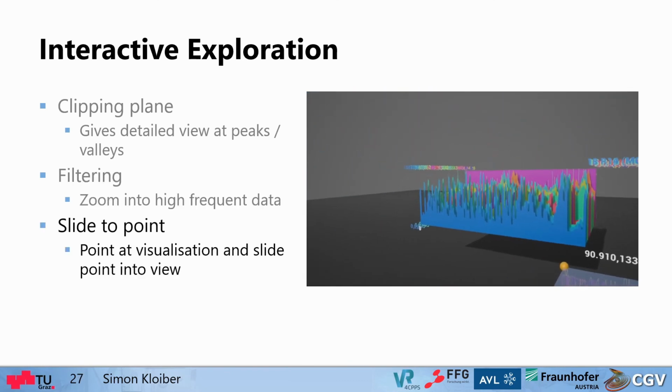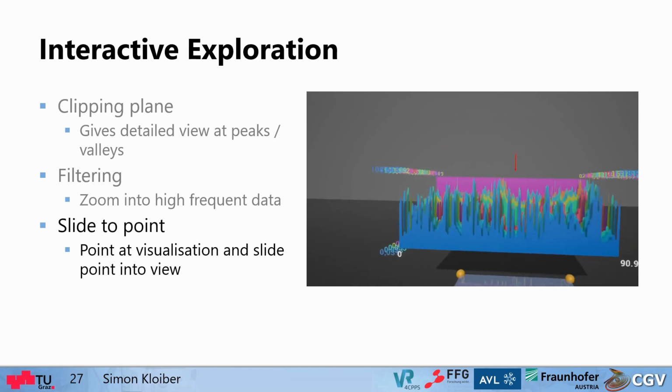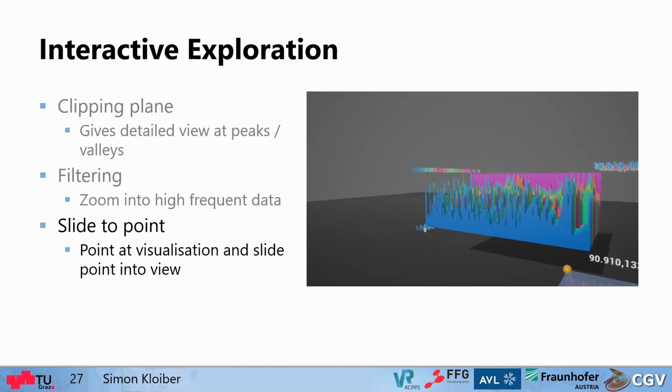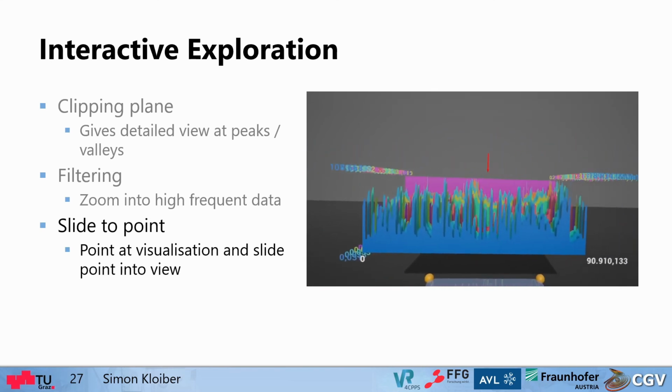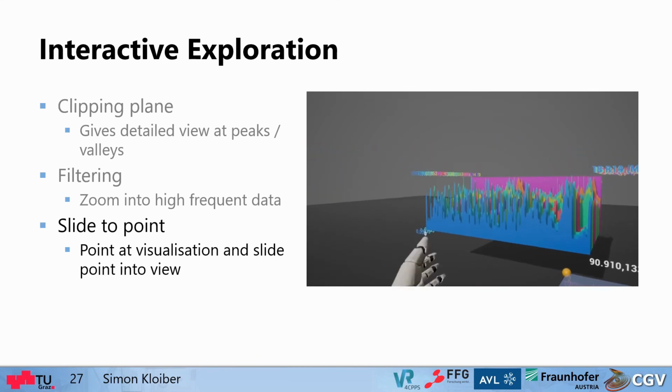To make it easier to bring a certain location into view, users can point at the wavechart and slide the wavechart such that the point at that location meets their eyes.